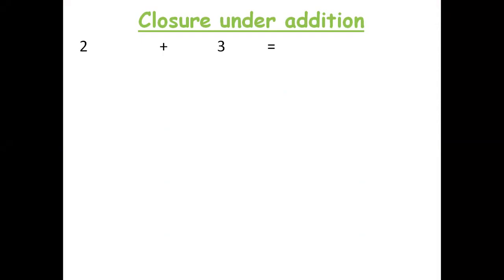2 plus 3. What is the sum of 2 and 3? Take 2 positive coins. Take 3 positive coins. Add that. You will get 5 positive coins. So the answer is 5. Let us go for the next example.